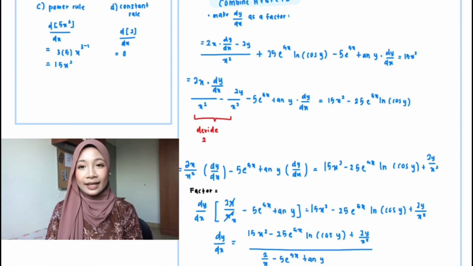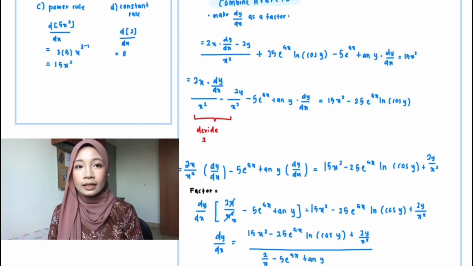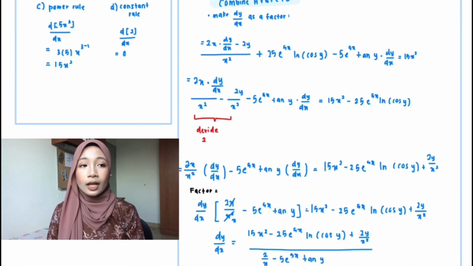Lastly, we will combine a, b, c and d, and we make dy over dx the subject. So we arrange the answer following the equation. Then we will get 2x multiplied by dy over dx minus 2y over x squared minus 25 to the power of 5x ln cos y minus 5 to the power of 5x tangent y multiplied by dy over dx is equal to 15x squared. Then for the 2x multiplied by dy over dx minus 2y over x squared, we divide by 2.